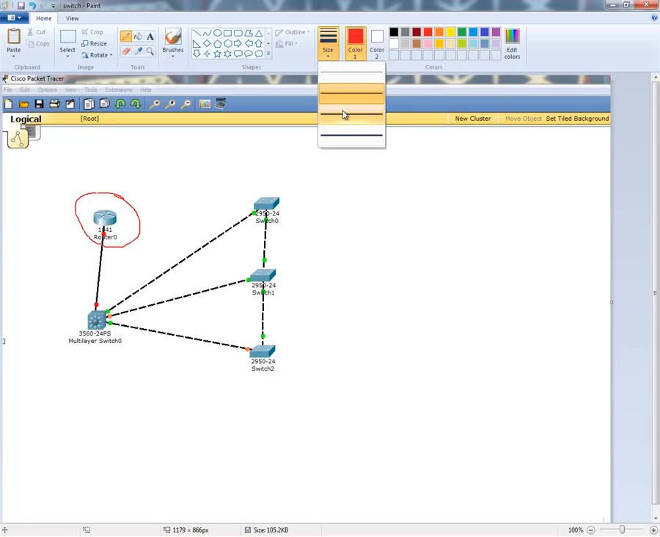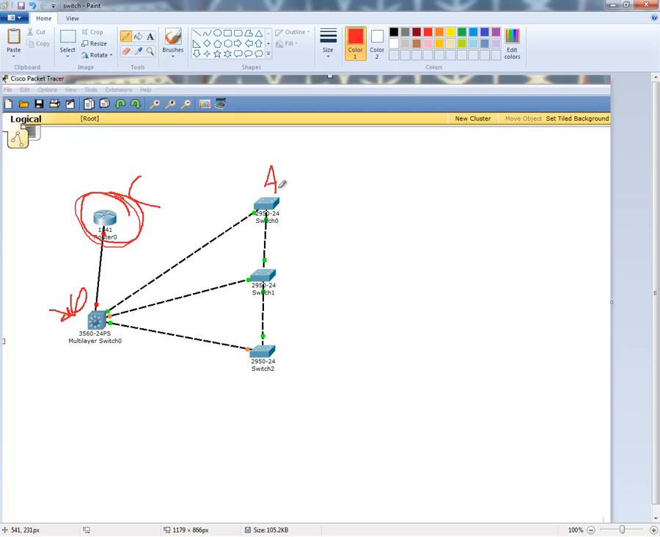Actually, let me go a step bigger. This would be your core. That's better. Core is here. You have your distribution right here, and you have your access. What does that mean? Well, your access layer is what all your computers plug into. So you have computers plugged in here, and servers, and printers, and wireless access points, stuff like that.